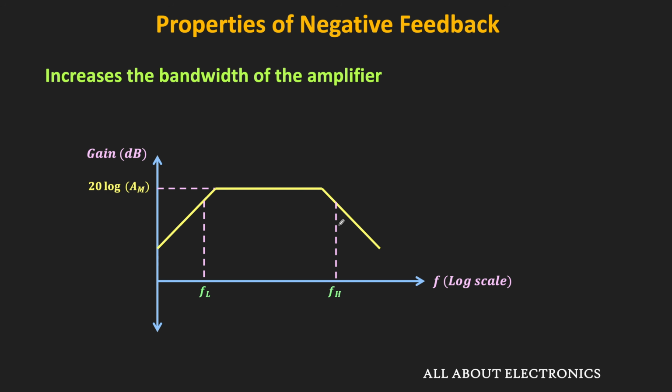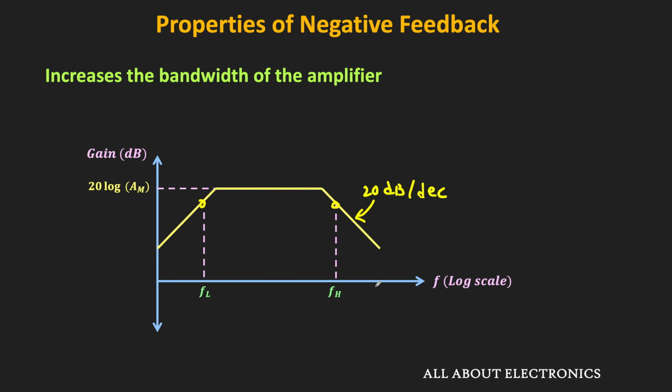So here we are assuming that if we are going beyond these cutoff frequencies, then the gain of the amplifier is reducing at the rate of 20 dB per decade. So here the bandwidth of the amplifier is equal to FH minus FL.